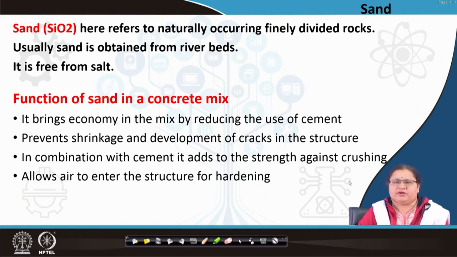It will also help, because the coarse aggregate, the bigger particles, are larger in size and the cement water slurry is very fine. This intermediate layer helps to prevent shrinkage and the development of cracks in the structure. In combination with cement, it adds strength against crushing, and it also allows air to enter the construction and helps in air hardening. So, the air can penetrate inside and help in the process of the reactions.